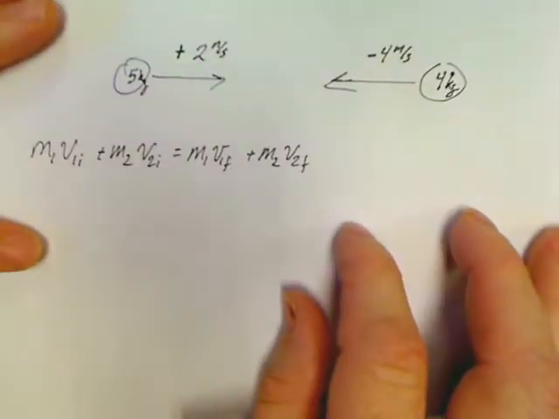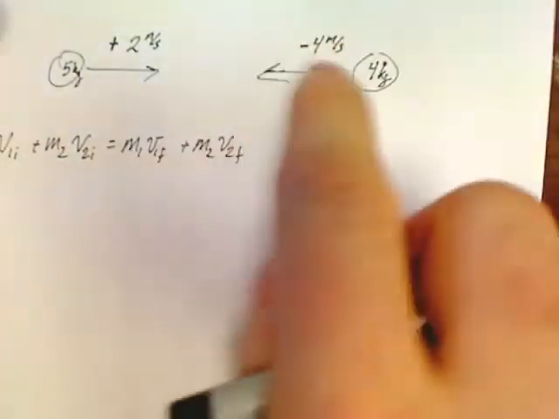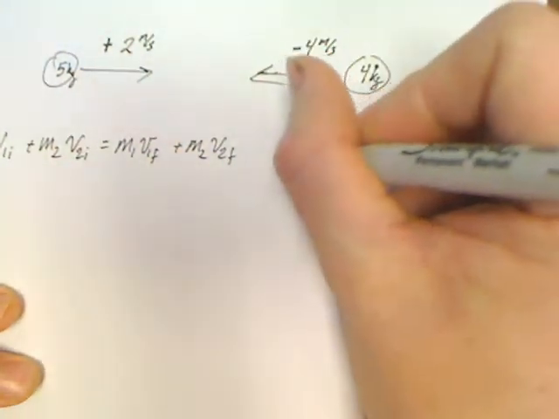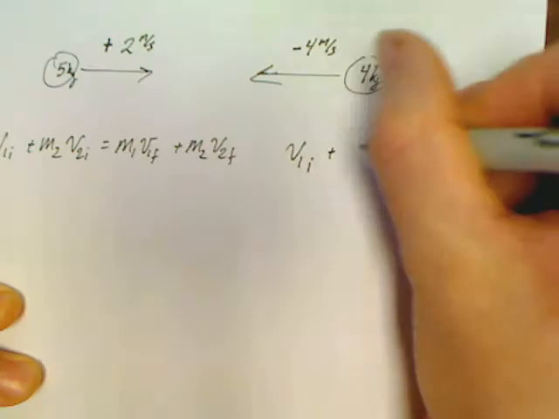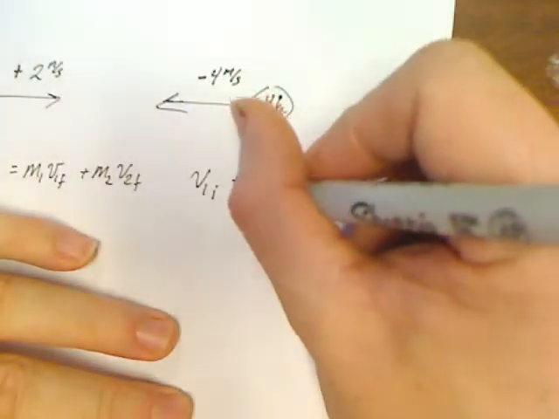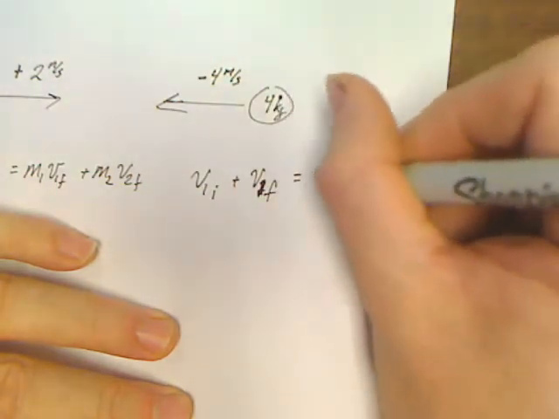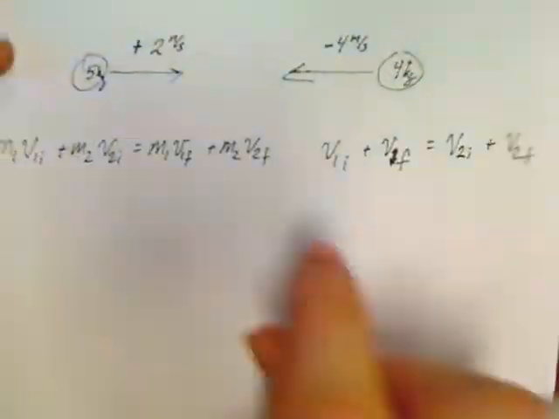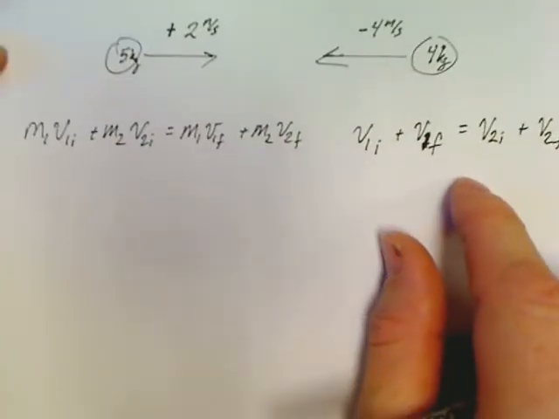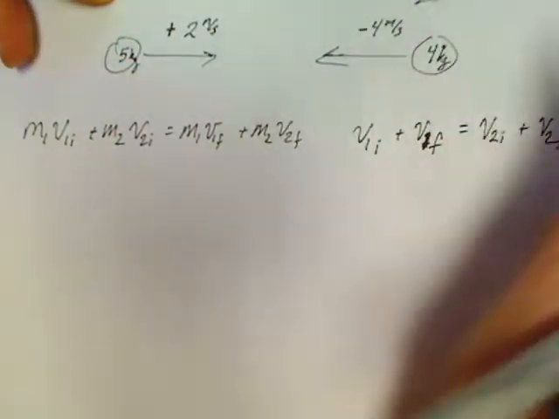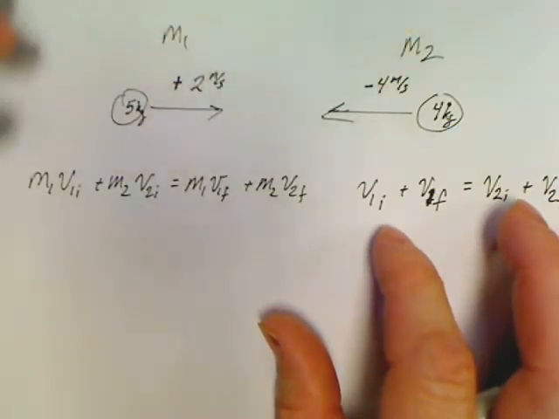We need this equation anytime you see hit and bounce with no final velocity. V1 initial plus V1 final equals V2 initial plus V2 final. I almost messed up myself, didn't I? All we got to do is plug in numbers into this. Literally, that's it. This is going to be my M1, this one's going to be my M2.